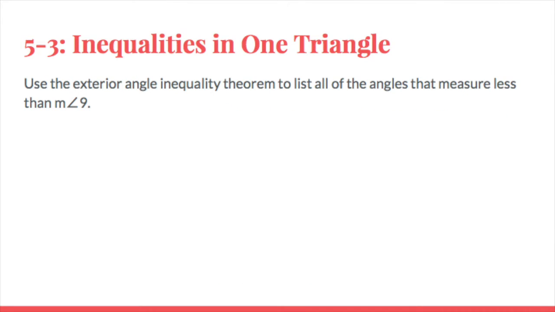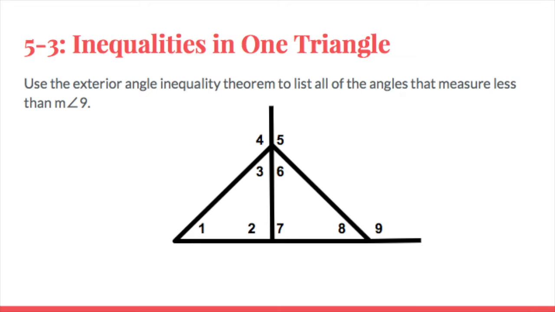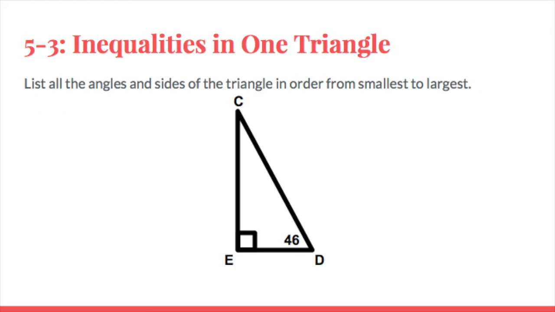Using the exterior angle inequality theorem, list all of the angles that measure less than angle 9. Angles 6, 7, 3, and 1 all measure less than angle 9. List the angles and sides of the triangle below in order from smallest to largest. The angles in order are C, D, and E, and the sides are DE, CE, and CD.